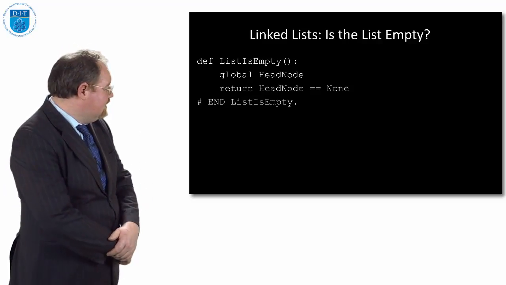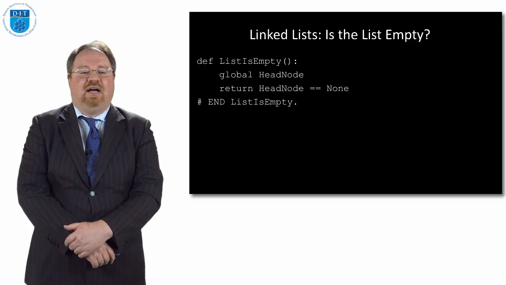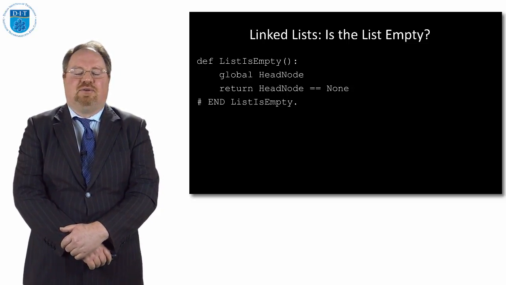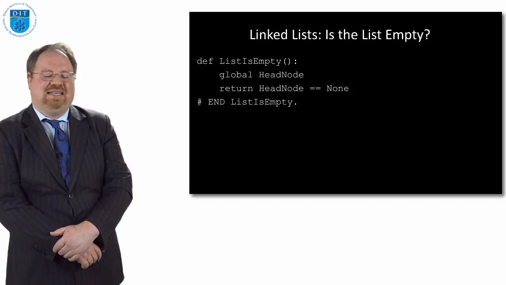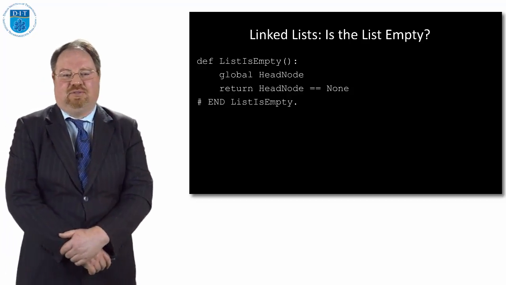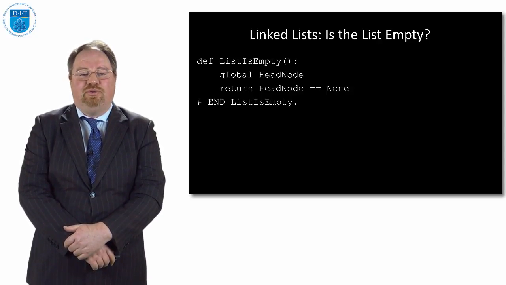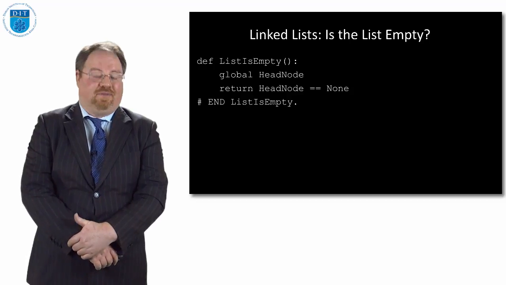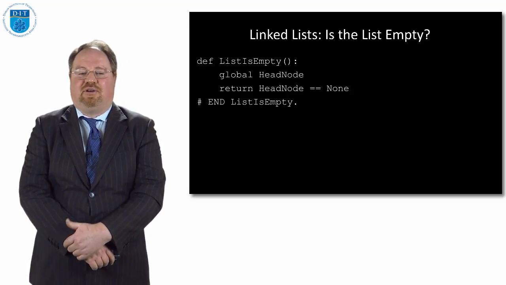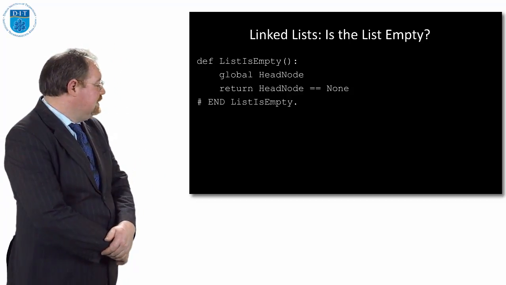If I want to check if a list is empty, it's kind of the same logic. I just return if head node is equal to none. We know that the equals equals sign means "is it equal to", and is head node, that is the head pointer, equal to blank. If it is equal to blank, then we'll return true, the list is empty. If it does point to a value though, then we return false, and we say that the list is not empty.